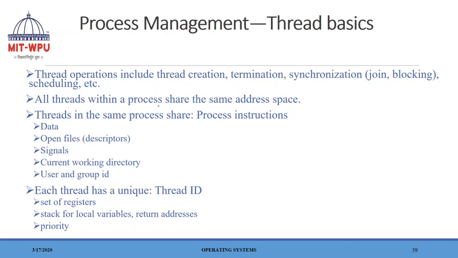All threads within a process share the same address space. What exactly do they share of the process? All the process instructions and the data which is being used by the process can be shared by its threads: open files, signals, current working directory, user and group ID. Whereas each thread has its unique ID, its own set of registers, its own stack to store the local variables and return addresses, and the priority.